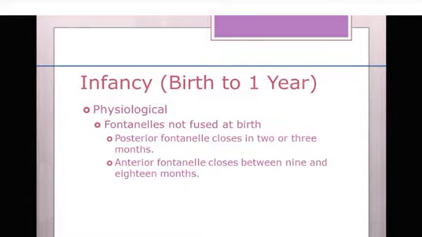And when you're looking at a baby to assess them, take a quick look at it. It will tell you a lot. Now the posterior, the back soft spot, which is kind of on the top of the head, will close in 2 or 3 months. The front one is between 9 and 18 months.